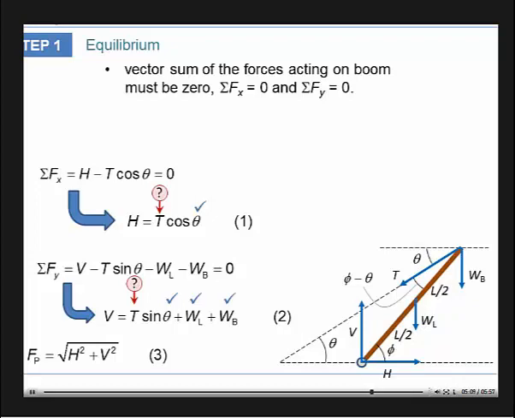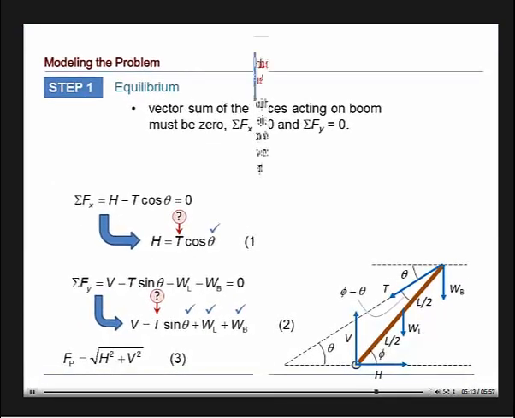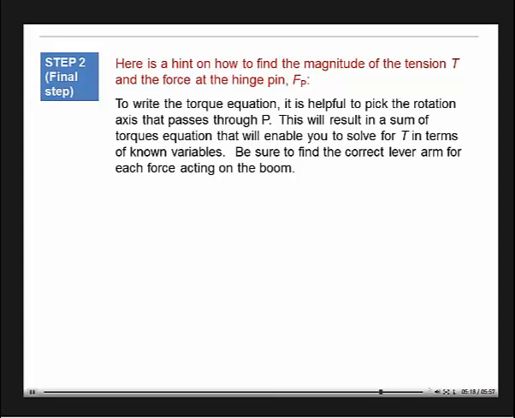Package this out will be as angle phi as well. It's important to recognize the difference between surface area and cross-sectional area. This will become very important later when we start talking about how energy moves from one place to another because of temperature difference. To write the power torque equation, it is helpful to put the axis on opposite sides in various cases. This will result in a sum of torques equation that will enable you to solve for T in terms of the known variables.